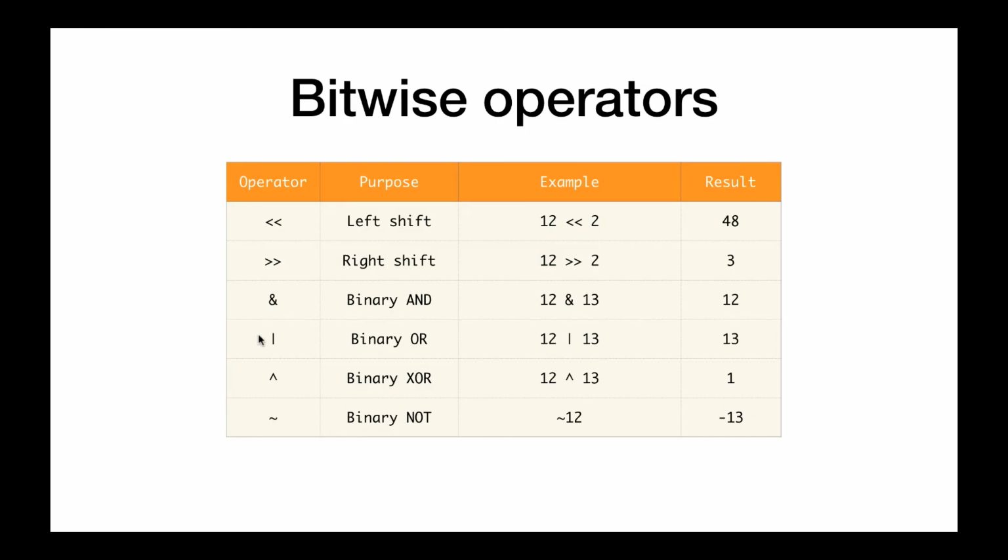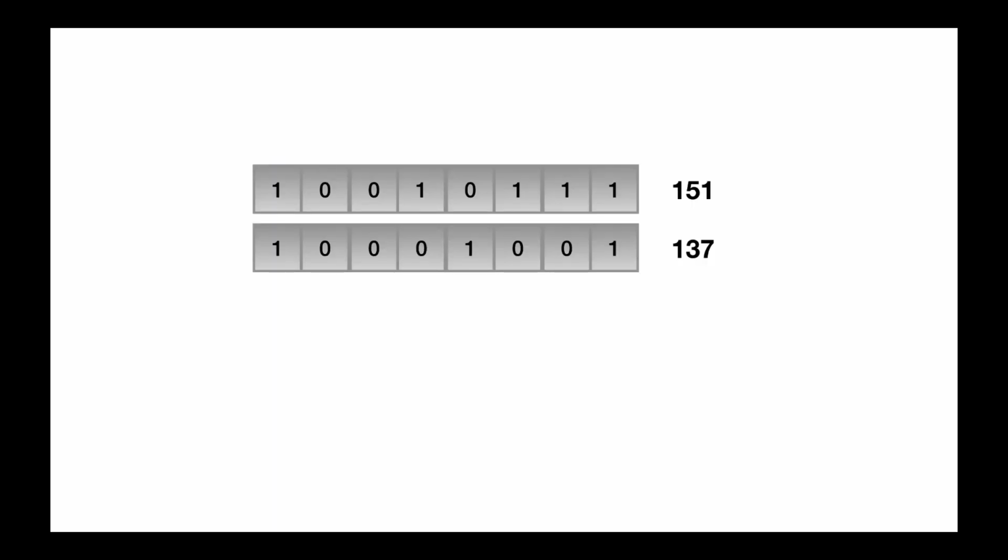Ampersand and pipe represent the binary AND and binary OR. For example, 12 and 13 results in 12, 12 or 13 results in 13. To understand the same, let's have a look at this one. Consider 2 numbers, 151 and 137, 2 arbitrary numbers, and their binary equivalents.